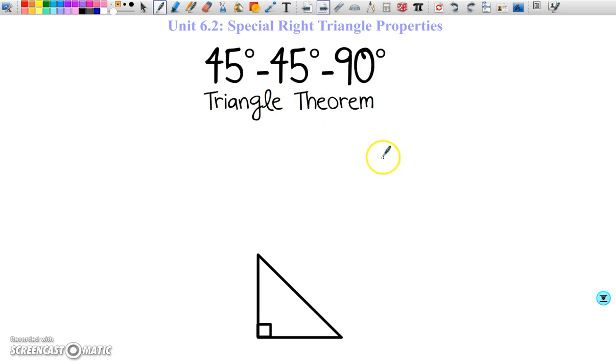So starting with a 45, 45, 90. We have a little bit of things that we need to remember. First of all is the fact that this thing is isosceles. Really important to remember that. And the reason that that's important to remember is because if these two legs are congruent, that automatically makes these 45 and 45 because those would be considered your base angles. So the numbers that you have to memorize are 1, 1, and the square root of 2.